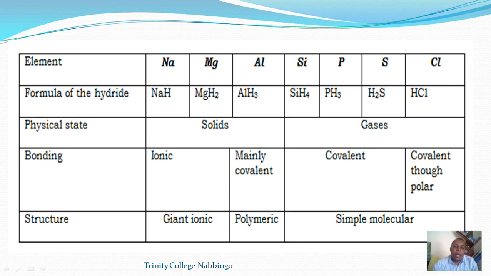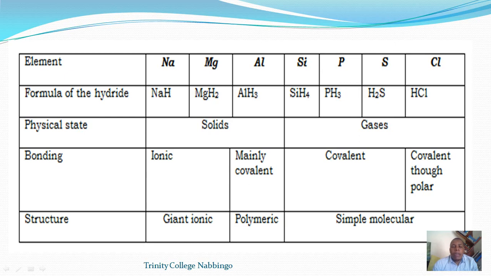Let us take a look at the physical properties, or the physical states at room temperature. We note that the hydrides of sodium, magnesium, and aluminium are all solids, whereas the others, that are silicon, phosphorus, sulfur, and chlorine, are gases.